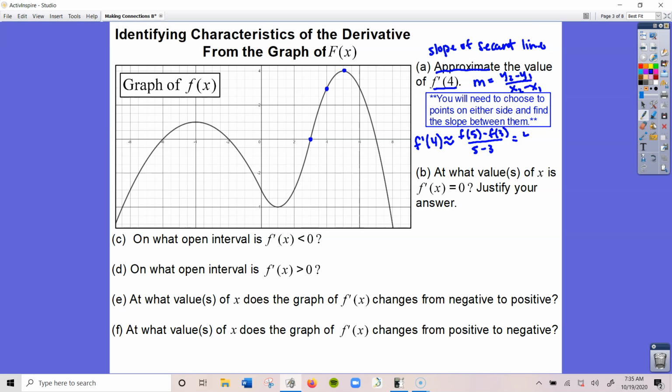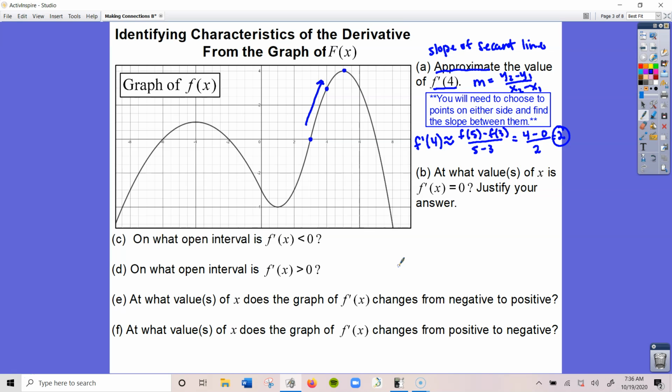F of 5 is 4, and f of 3 is 0. And then 5 minus 3 is 2. So 4 over 2 is 2. Now, whenever you have to approximate a value, it's good to check what the function is doing at that point in time to make sure that your approximation makes sense. My approximation is positive, meaning that my function would have to be increasing at that point in time, which it is. So we're good to go.